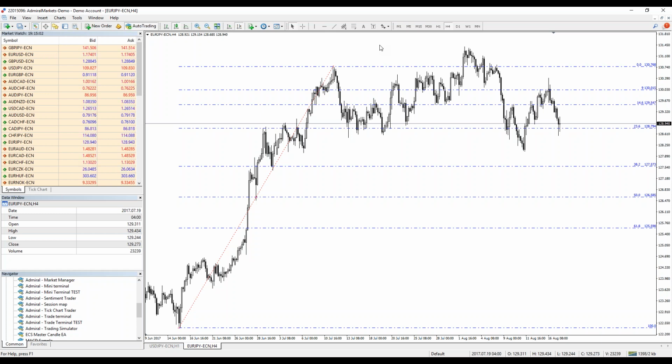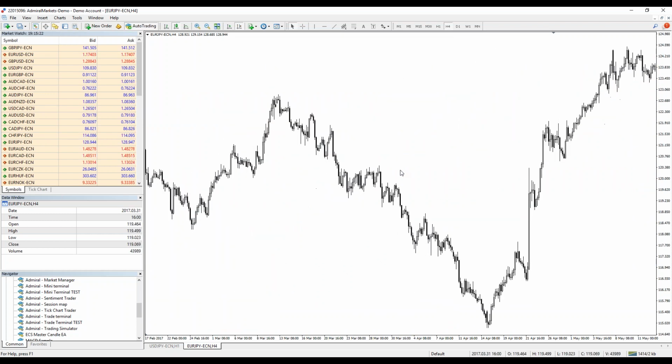That is why I would always protect my target if I see that some level of support, like in this example, is not breaking. So if I see a lot of rejections here, I would probably move my stop loss here and enjoy the ride.